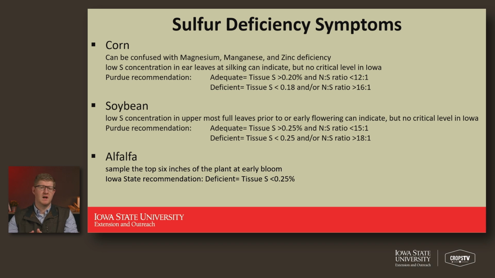Same story for soybeans, right? We're going to want a tissue test. Soil testing is not going to do any good for any crop, right? Soil tests for sulfur just are not reliable, so we'll focus on tissue testing. For soybeans, that's going to be the uppermost full leaves, so fully expanded trifoliates prior to or at early flowering, and you can see the sufficiency levels listed on the screen. And then finally, alfalfa. If you're going to tissue test for sulfur, you're going to collect the top 6 inches of the plant at early bloom.